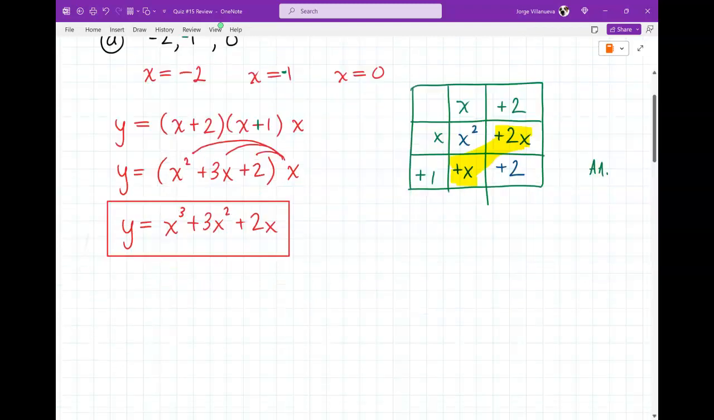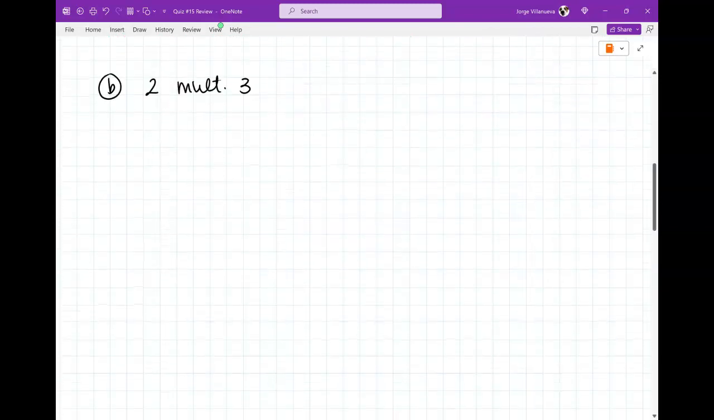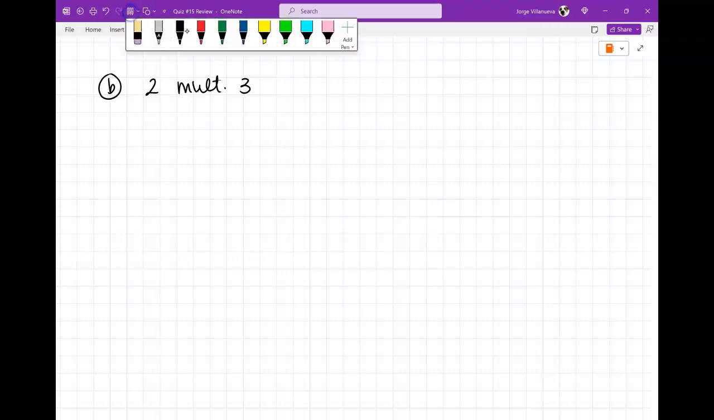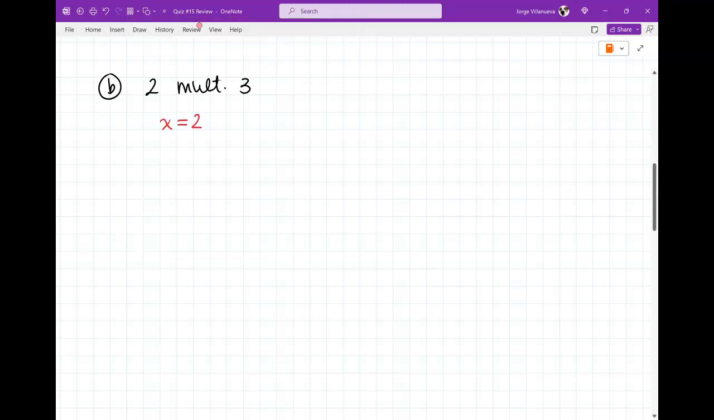All right, so next problem. 2 multiplicity 3. That means that multiplicity 3 means that the answer of 2 occurs 3 times. In other words, x equals 2, x equals 2, x equals 2. So now when I write out my factors, y equals x minus 2, x minus 2, x minus 2.